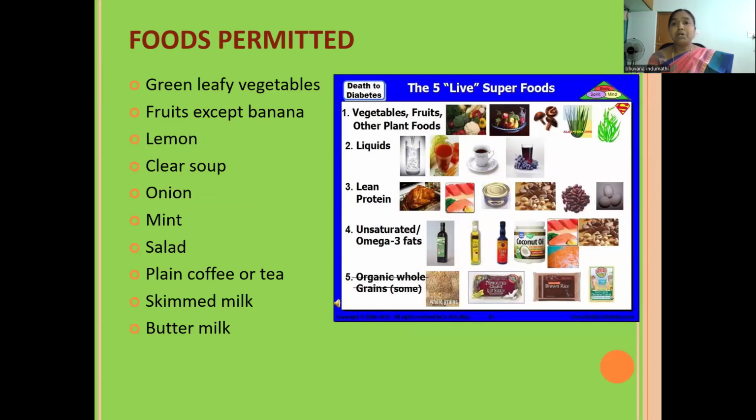And these are the foods that can be permitted, and these are the 5 live superfoods that can be taken: vegetables and fruits and other plants, and liquids like plain green tea. Lean protein is suggested to the patient, and unsaturated omega-3 fatty acids like olive oil, coconut oil, and other oils. And organic wholesome grains can be taken by the patients. Permitted foods are green leafy vegetables, fruit except banana, lemon, clear soup, onion, mint, salad, plain coffee or tea, skim milk, and buttermilk.